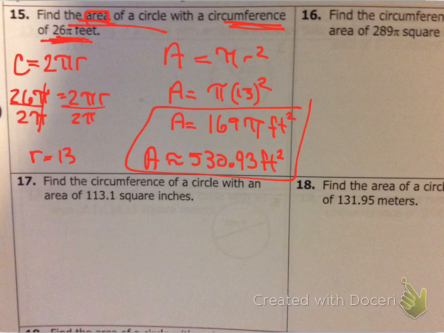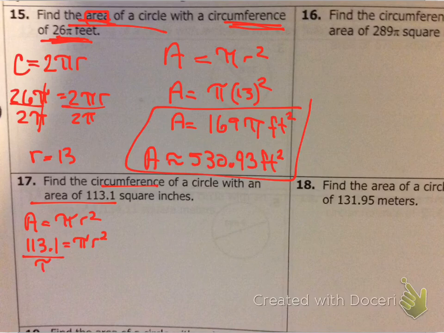Now, how about if I go the other way? How about if I give you an area and I want you to find the circumference? Okay, so again, area is equal to pi r squared. So I'm going to say 113.1 equals pi times radius squared. I've got to divide by pi. That gets rid of that. And that will give me an answer close to 36 for the radius squared. Take the square root. Radius is equal to 6.